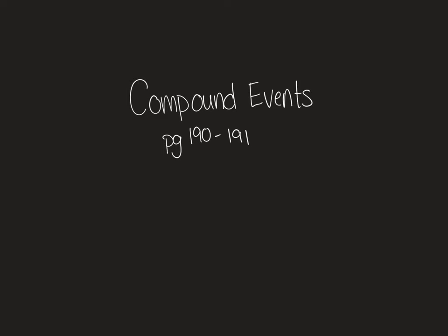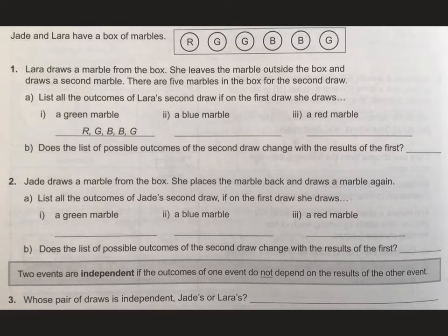Today's lesson is on compound events and covers pages 190 and 191. The first few questions deal with a situation with Jade and Laura who have a box of marbles. So there's some red marbles, green marbles, and blue marbles. Laura draws a marble from the box and she leaves the marble outside of the box and draws a second marble. There are 5 marbles in the box for the second draw.